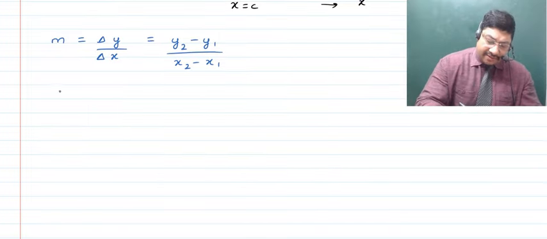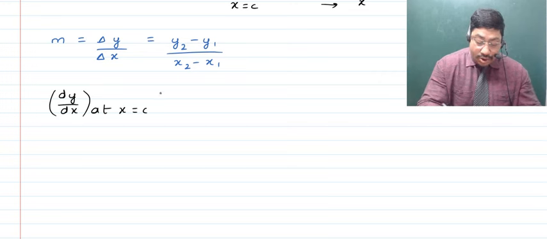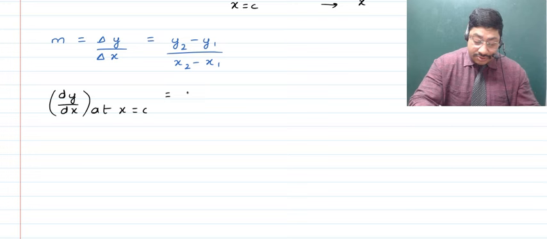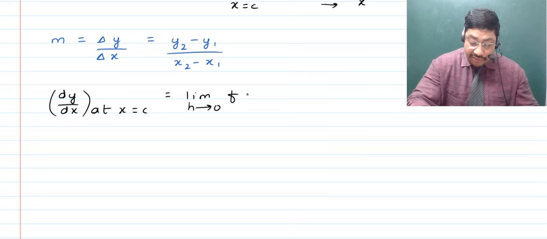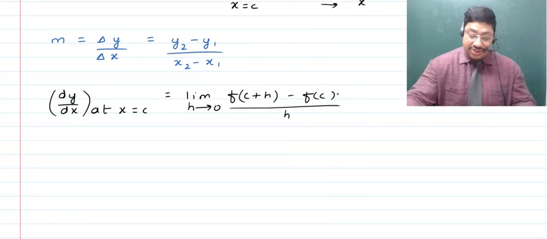So now, children, if you talk about the process of differentiation, where we are finding out the derivative at x is equal to c, then what are we doing? We are taking the limit h tending to 0 of f of c plus h, from which is subtracted f of c, and that is going to be divided by h, right?